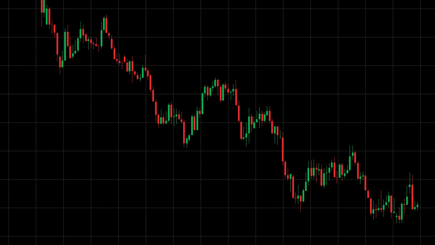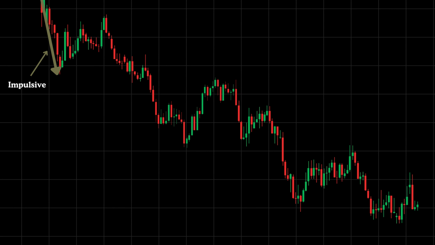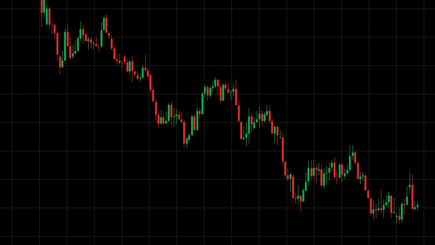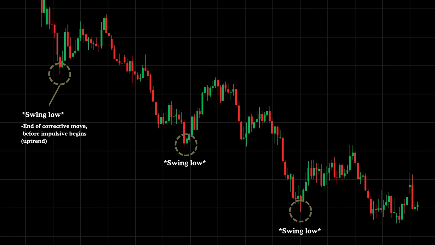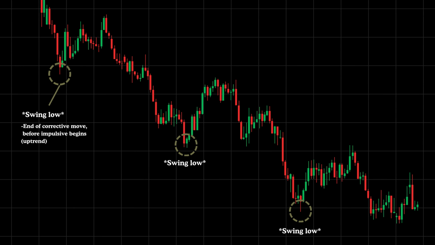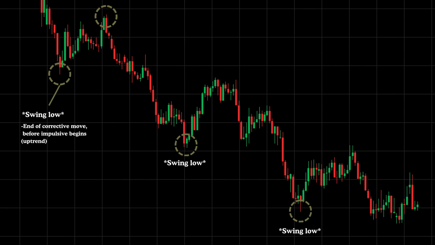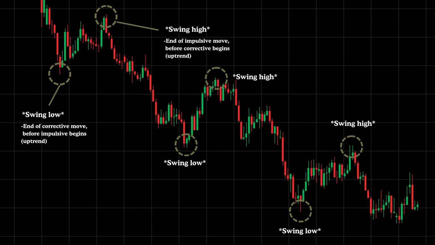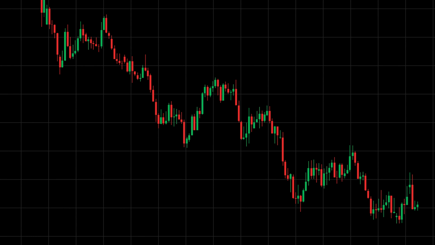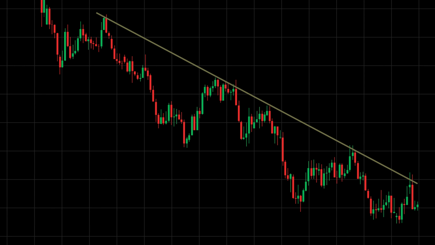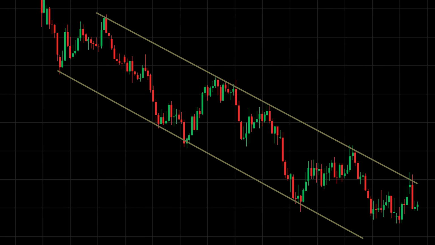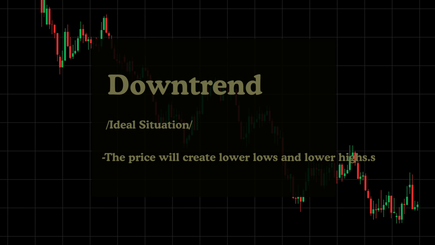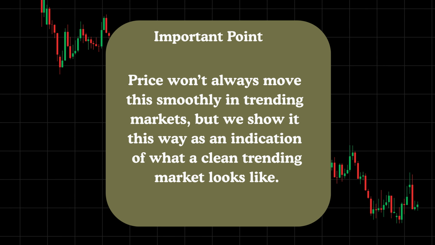Here, we have a clear downtrend, an impulsive move, then a corrective move, impulsive, corrective, and so on. At the bottom of each impulsive move, before the corrective begins, this is called a swing low. At the top of each corrective move, before the impulsive begins, this is called a swing high. In a clear downtrend, the price will create lower lows and lower highs. Now, a trend line is drawn to connect the swing highs along the top and the swing lows along the bottom. Here's an important point.